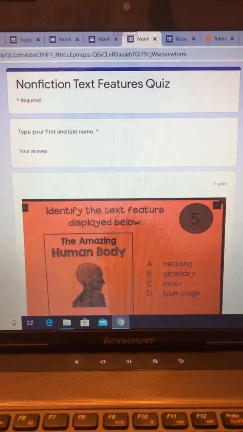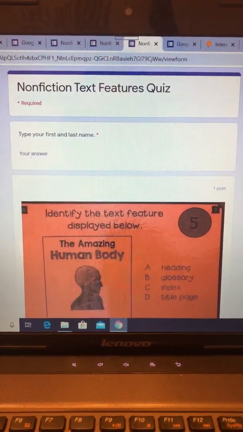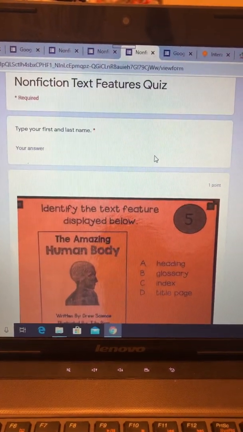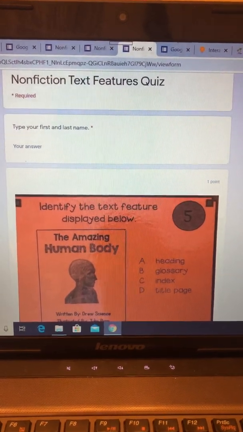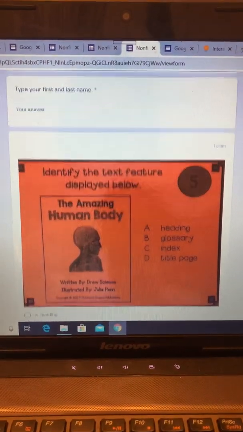Guys, so I'm going to be reading your quiz to you. This is your nonfiction text features quiz. First, you need to type your first and last name so I know who you are.